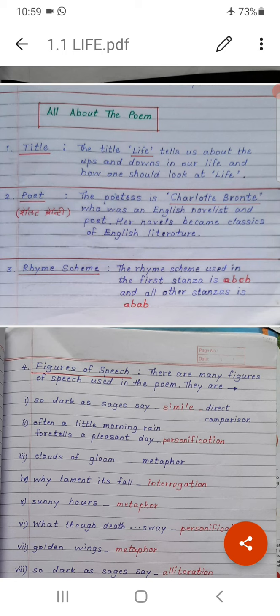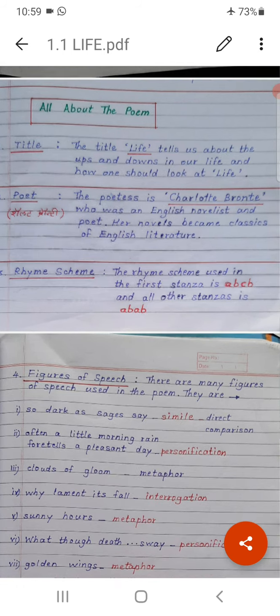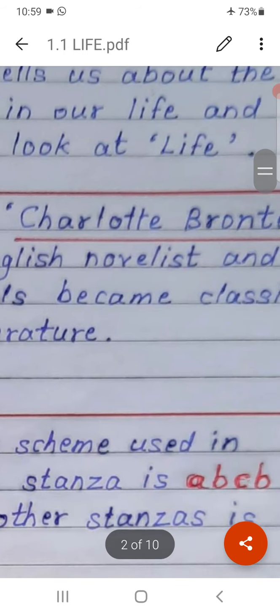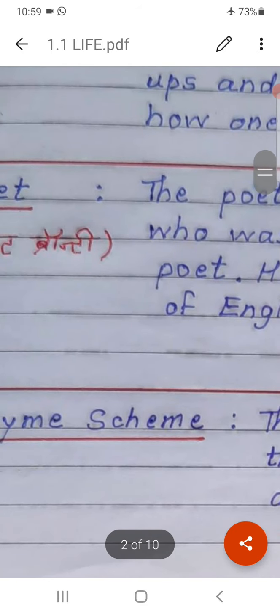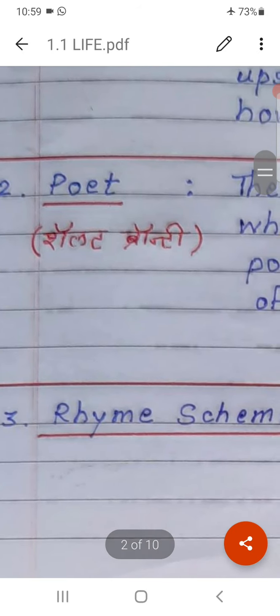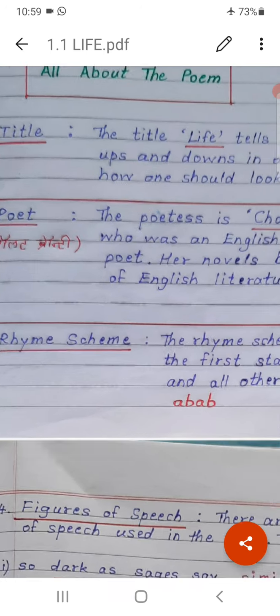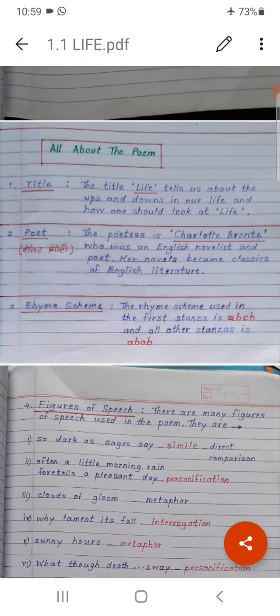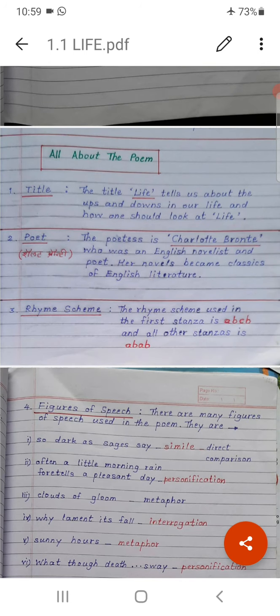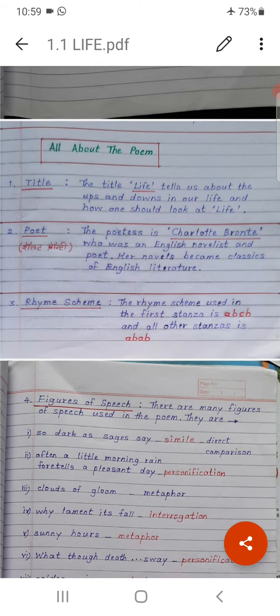Now the poet. The poetess of this poem is Charlotte Bronte. See here carefully, even though the spelling has R in it, that R is silent, and here I have written purposely in Marathi the pronunciation of the poetess, that is Charlotte Bronte. Do not pronounce it any other way. She is Charlotte Bronte. She is a well known, very popular, famous English poetess. She is also a novelist and a poetess. Her novels became classics of English literature.